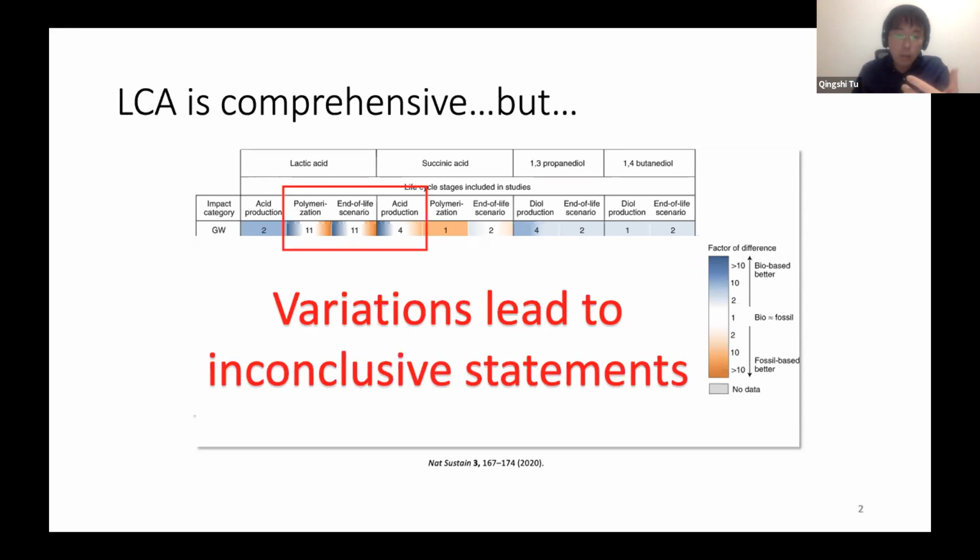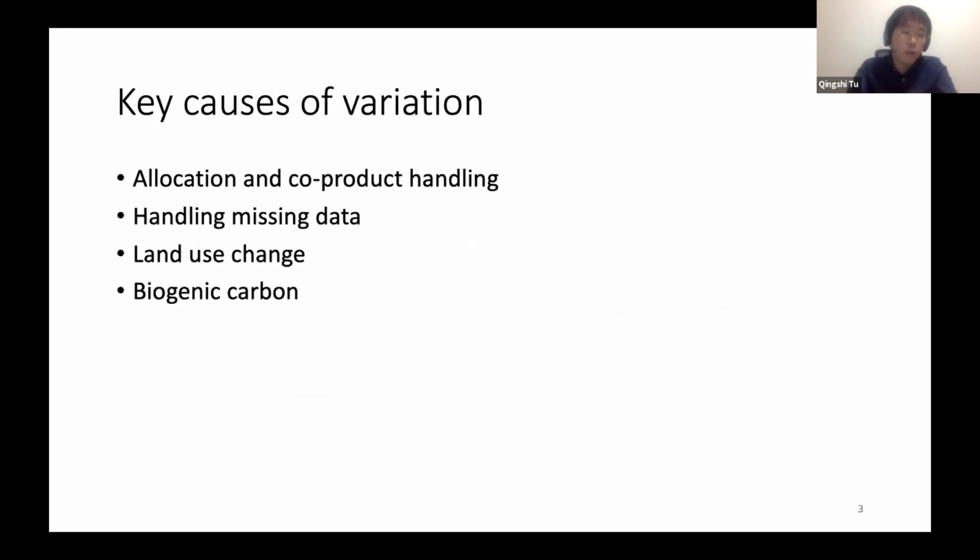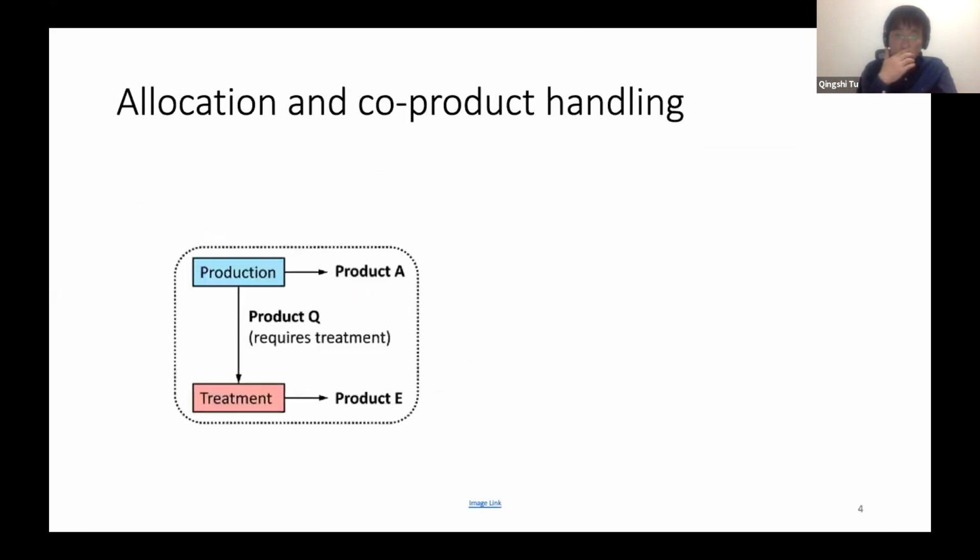So this is the topic I'm going to cover during this presentation: to introduce you to some of the key causes of variation. This list is by no means a complete list. It's actually quite a short list. But here I just list a couple of commonly seen causes that you may actually encounter when you do your own calculation. So we're going to first start with allocation.